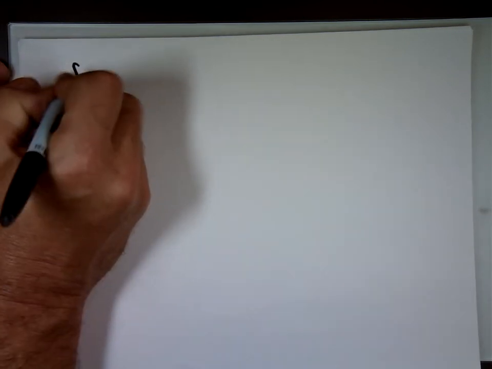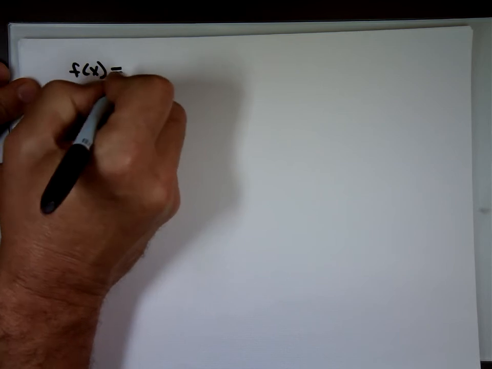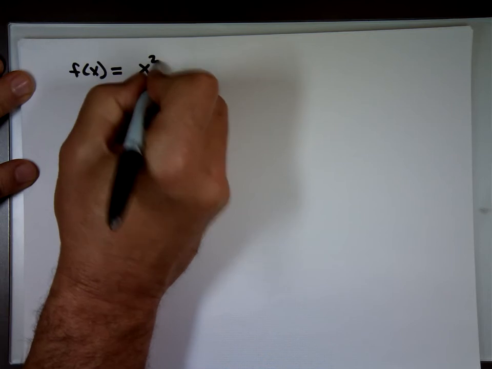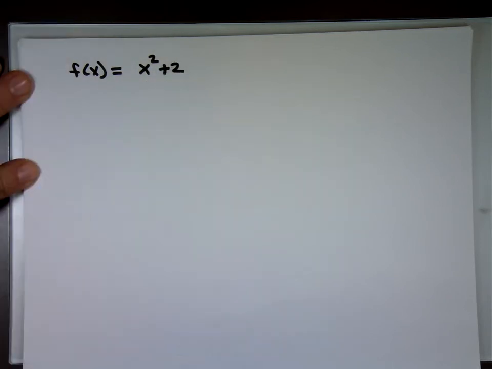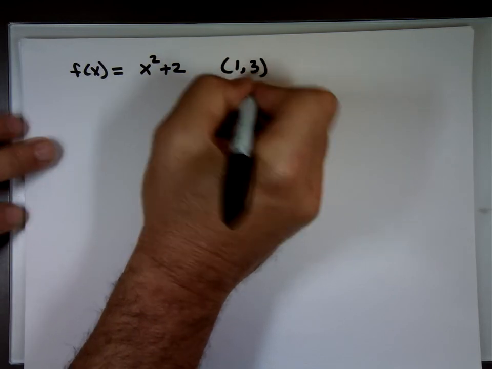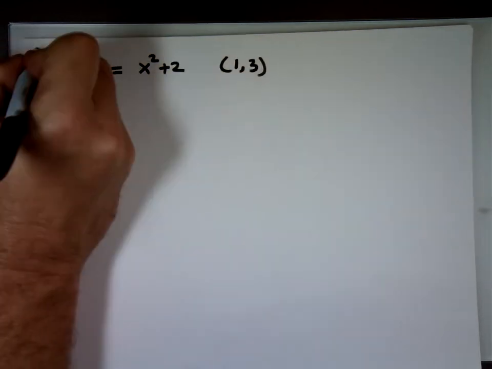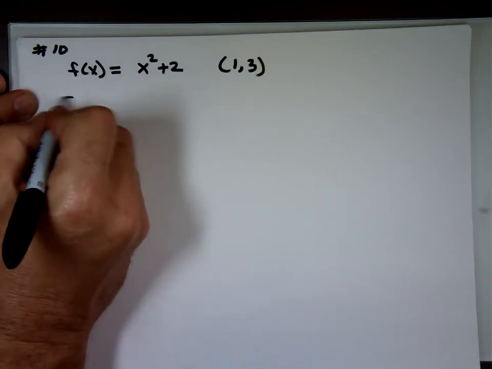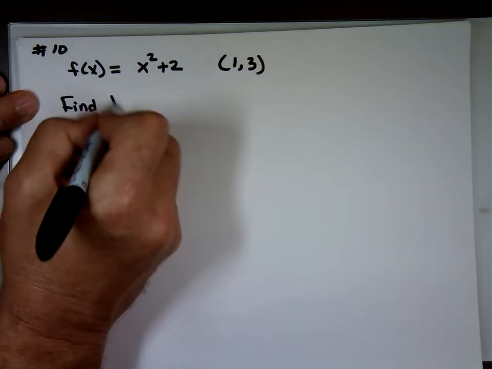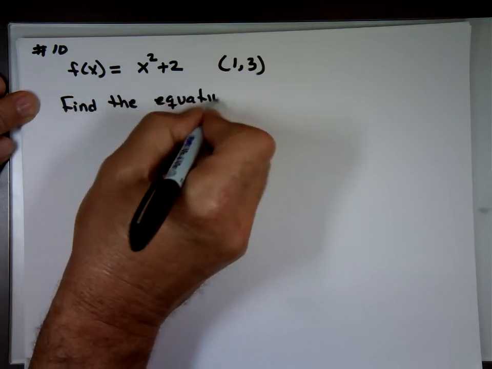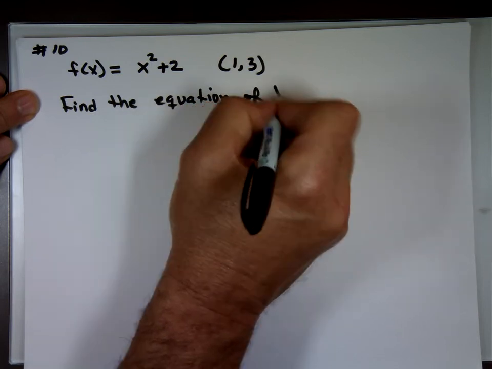Shortcuts. You're going to see a lot of shortcuts actually. You'll say, oh, I can't believe we had to do this the long way. Given f of x to be x squared plus 2, they're giving us a point. This is number 10. And the question says find the equation of the tangent line at the point 1 comma 3.